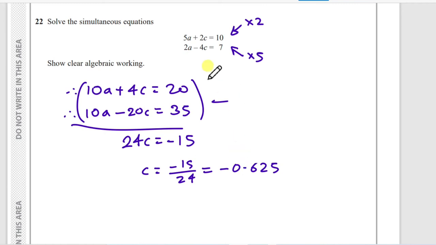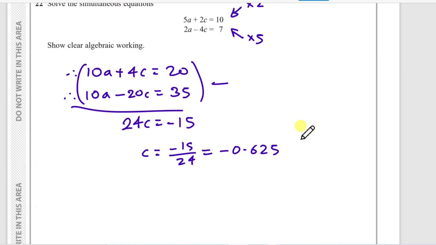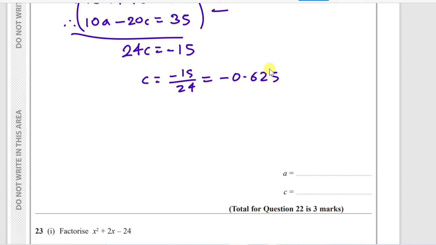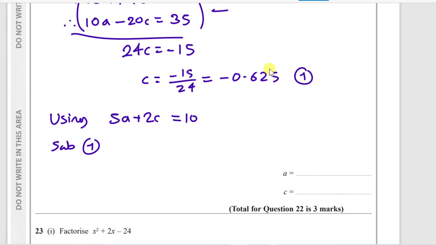Now all you want to do to find A is pick any equation from here that looks easy to you. I'm going to pick maybe the first row here, yeah, because it has a plus and I like plus, even if it's going to become minus. So copy the first equation, 5a plus 2c equals 10. Let's just call this equation 1, and call this equation 2.